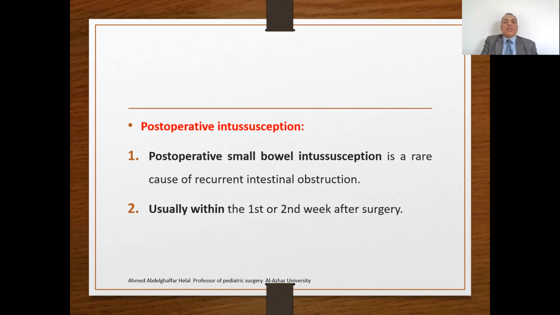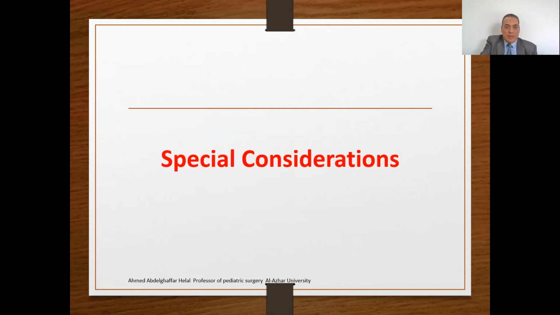Finally, post-operative intussusception of the small bowel is a rare cause of recurrent intestinal obstruction, usually within the first and the second week after surgery. So these are the most commonly reported complications post-intervention for the treatment of intestinal malrotation.